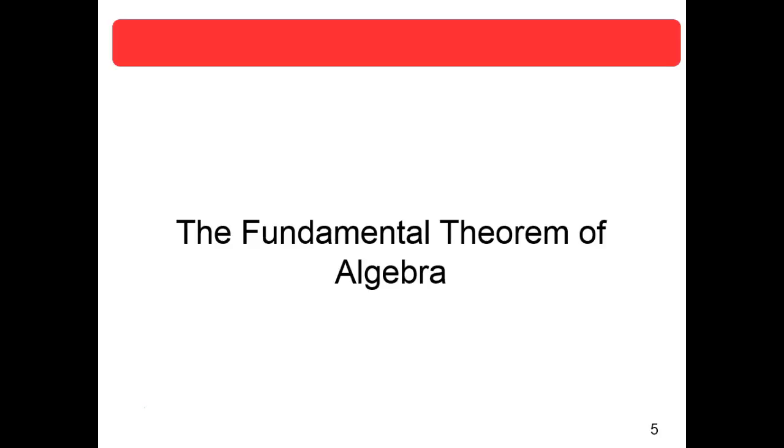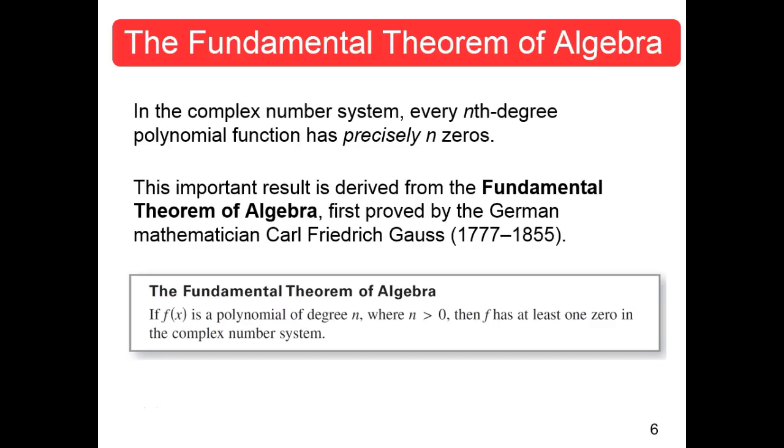So let's start with the fundamental theorem of algebra. You've been in algebra how many years, and you probably have never run into the fundamental theorem of algebra. Why? Because it deals with the complex number system. In the complex number system, every nth degree polynomial function has precisely n zeros. Was that true in the real number system?